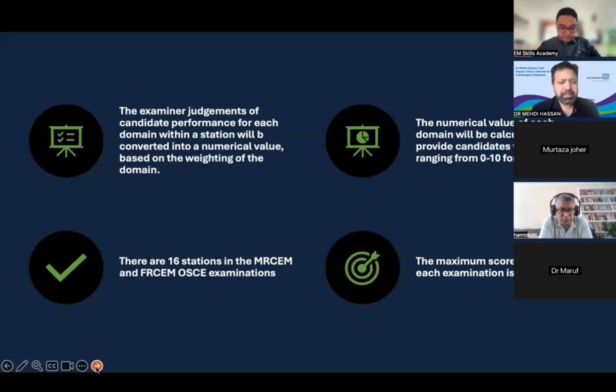Again, the marking scheme for each station depends upon the examiner's judgment. He looks at your performance in each domain, not only the whole station. He does the whole station as well, a global score, but also each domain.